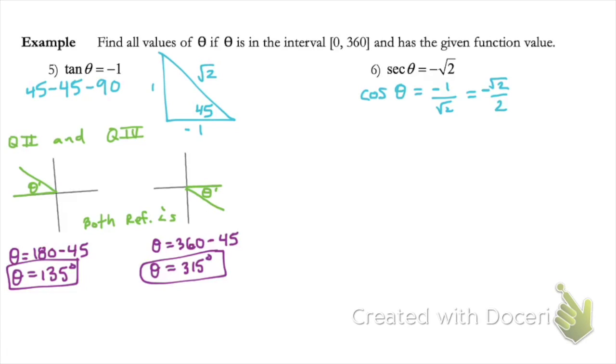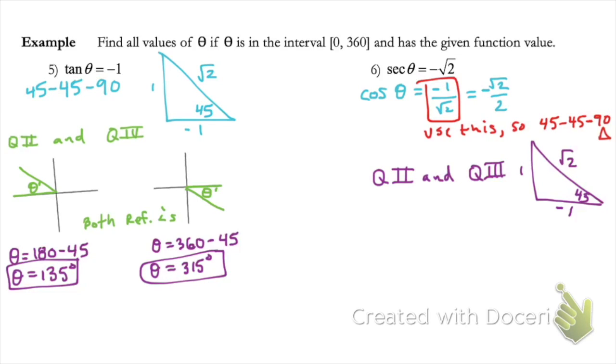Looking at square root of 2 over 2, that doesn't help me with my special right triangles. So actually what you're going to want to do is use that first, before you rationalized. -1 and square root of 2, I know both of those are side lengths in the 45-45-90 triangle. So that's the triangle I will be using. My cosine is negative, so that tells me I should be in quadrant 2 and 3.